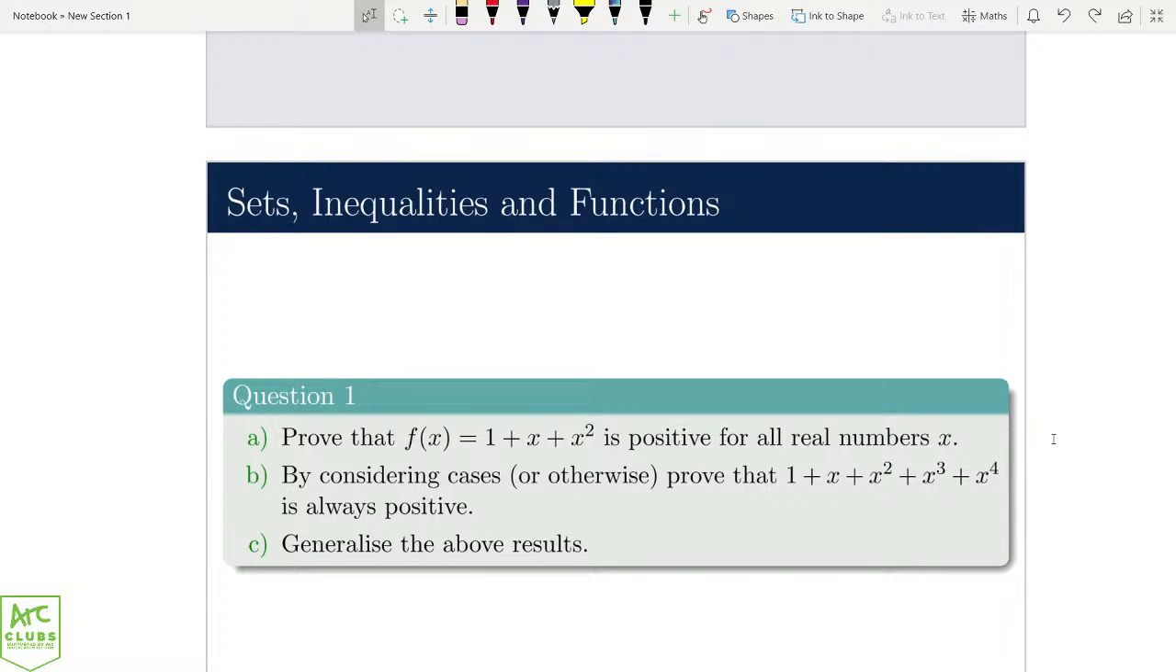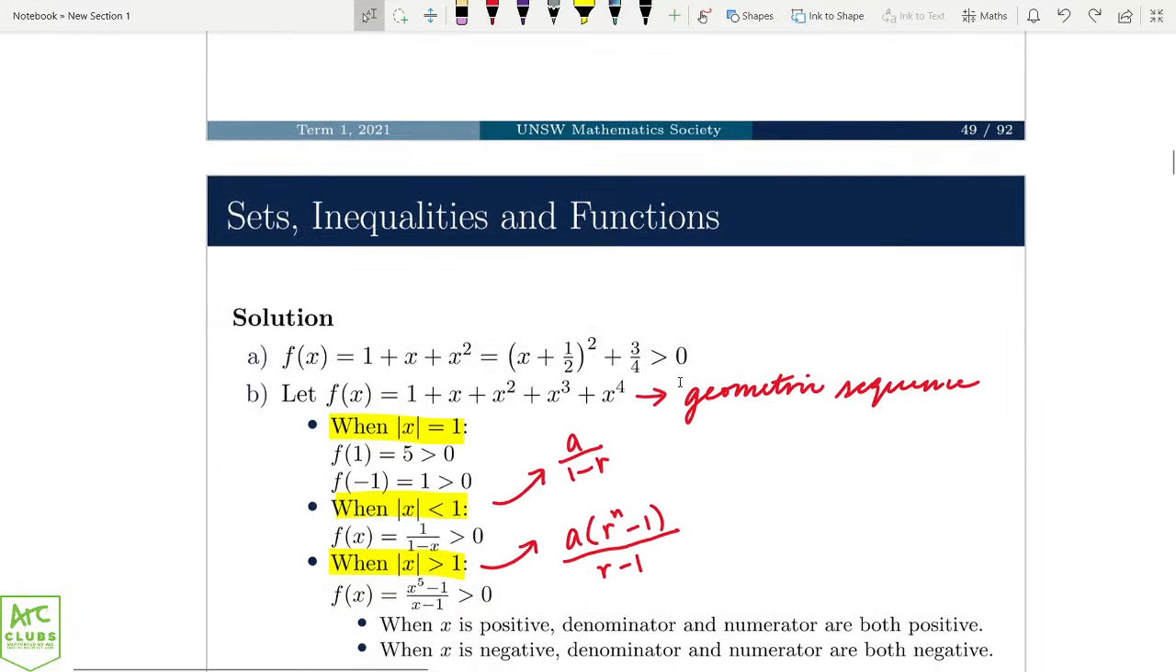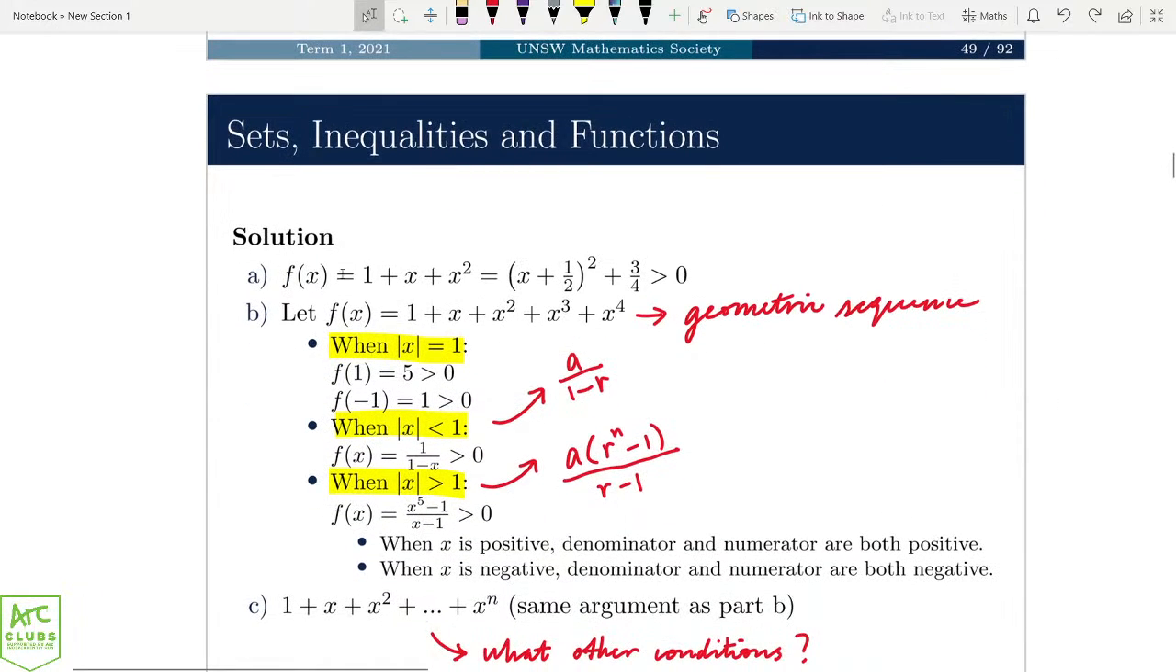So question 1, part A, prove that f(x) is equal to 1 plus x plus x squared is positive for all real numbers x. So part A is quite straightforward. We can just do it by completing the square. So as you can see, that's what they've done here. Because x is a real number, x plus half, which is also a real number, squared, is obviously positive, plus 3/4, which is also positive, and then the answer will be greater than 0.